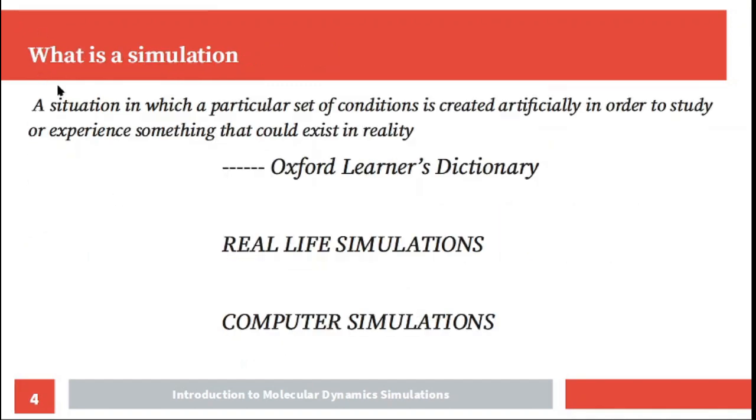So, what is a simulation? Oxford Learner's Dictionary defines a simulation as a situation in which a particular set of conditions is created artificially in order to study or experience something that could exist in reality. These simulations can be real life simulations, or they can be simulations performed on computers. We'll see examples from both these cases.